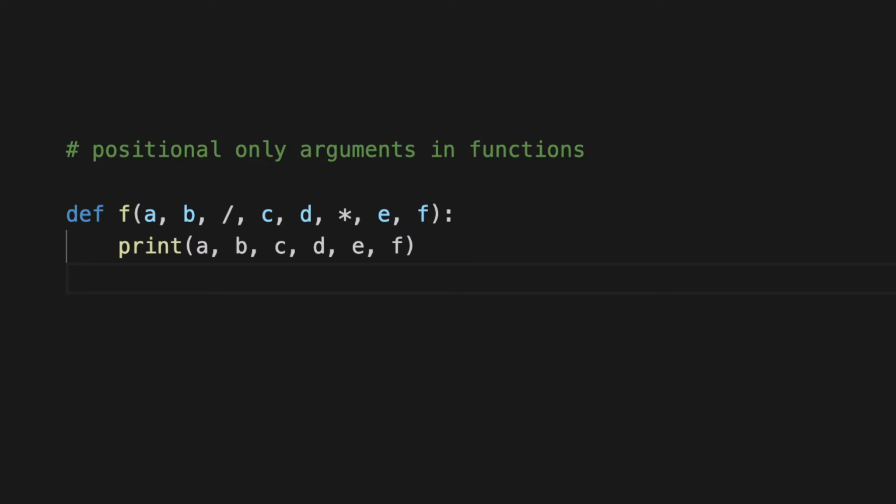So the second feature is the positional only arguments in functions. So, for example, in this function, we have that A and B are positional only arguments. C and D can be both positional and keyword arguments, and E and F should be keyword only arguments.